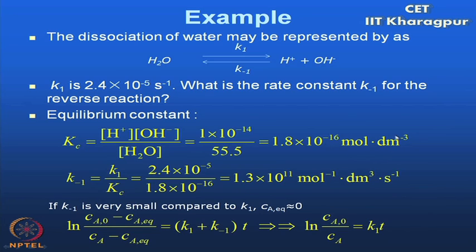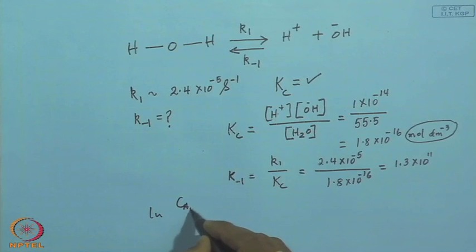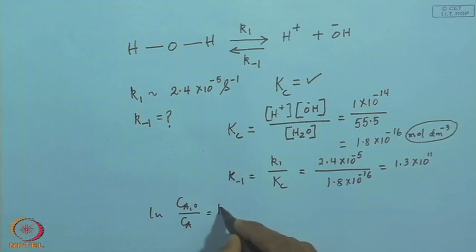You will find that this Kc should not have any unit. Anyway, now if k−1 is very small compared to the forward reaction, then the equilibrium concentration of A will be very close to 0, that is, the left hand side will be very close to 0, and your expression will get simplified into ln(Ca0/Ca) = k1 t.